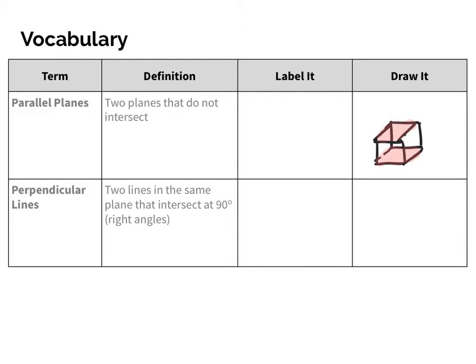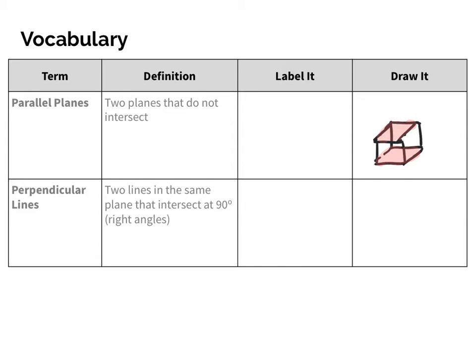I could have chosen the left side wall and the right side wall. I could have chosen the front and the back wall. There's many different options when I look at the parallel planes, okay? So again, it's any two surfaces that don't ever intersect. Now, how do we label this?